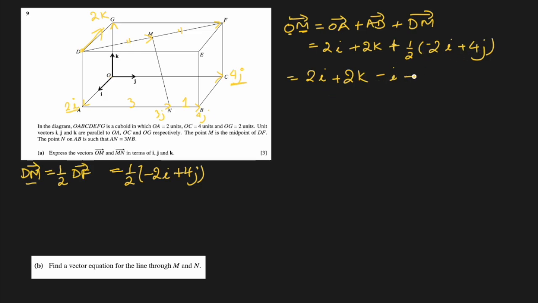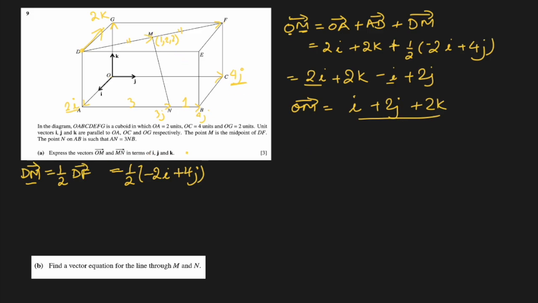Half of 4j will be 2j. And if we rearrange, OM comes out to be 2i minus i, which is just i. Then we have 2j and 2k. This is the position vector OM of M. That means the coordinates of M can be written as 1, 2, 2. Position vector gives us the coordinates of that head M.